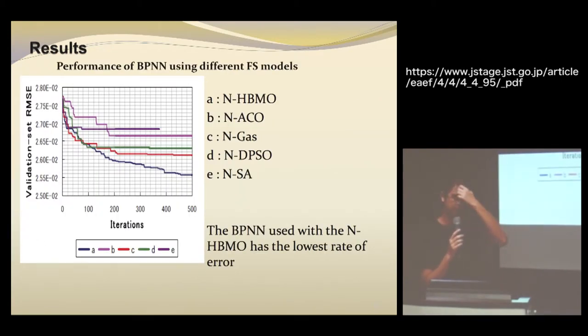And here is the performance of the artificial neural network mixed with some of the feature selection. Here is also the root mean square error. You can see that if we use the backpropagation neural network mixed with the Univ mating optimization, we got the lowest rate of error too.